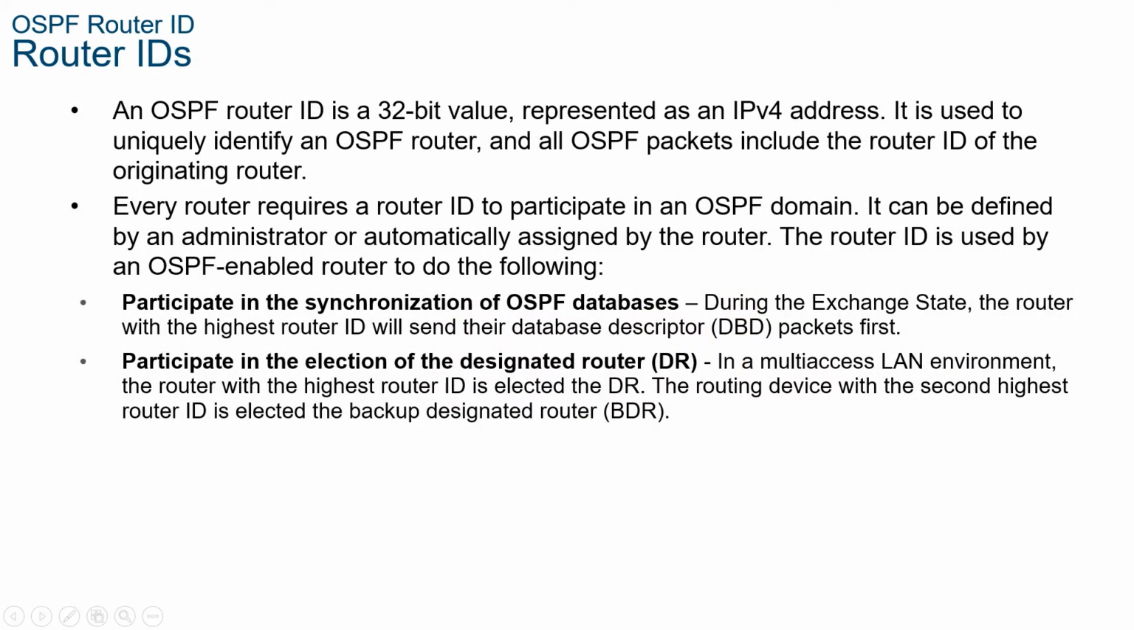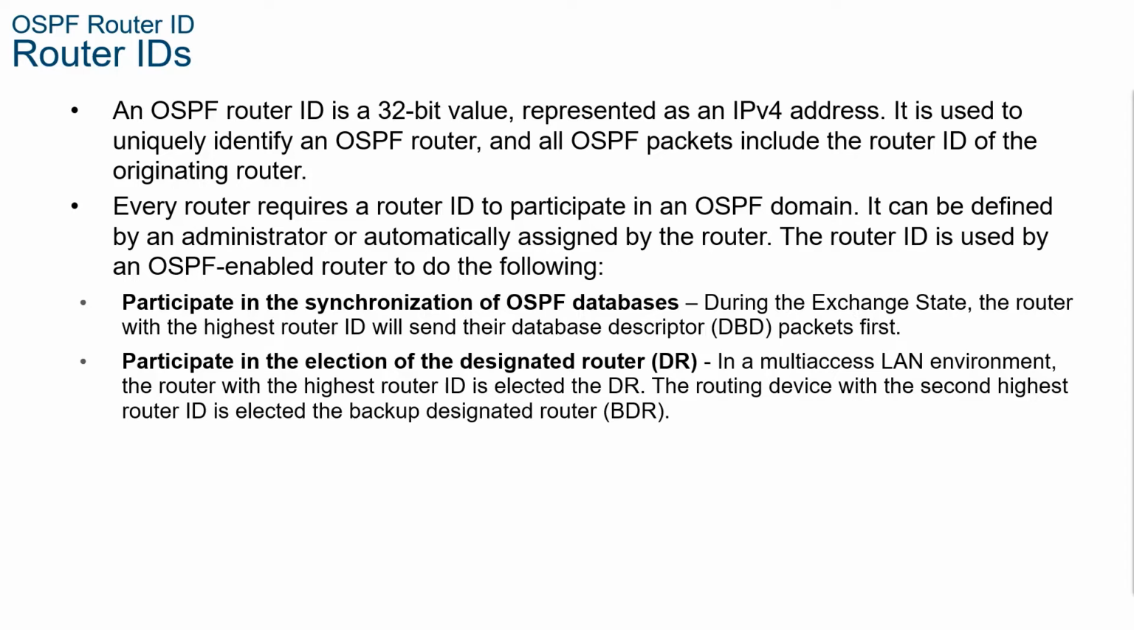Okay, so let's talk about the router ID. An OSPF Router ID is a 32-bit value represented as an IPv4 address. The router ID is used to uniquely identify an OSPF router. All OSPF packets include the router ID of the originating router. Every router requires a router ID to participate in an OSPF domain. The router ID can be defined by an administrator or automatically assigned by the router.